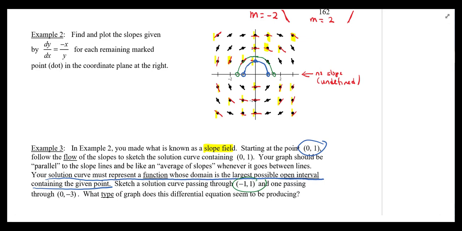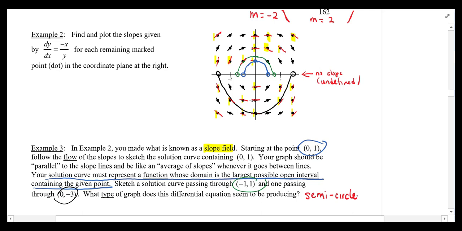And then last but not least, I said 0, negative 3. So let's do one here, and I hope you can see that I get a curve that looks like this. And once again, open dots as I get to the x-axis. Now, what type of graph does this differential equation seem to be producing? I hope you can say that this is a semicircle.